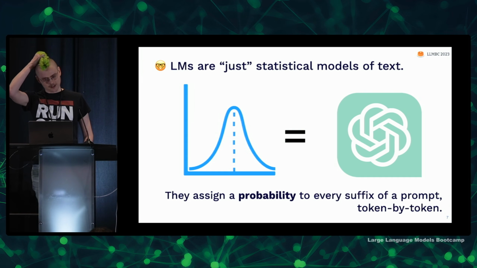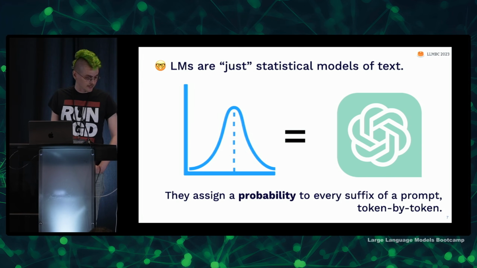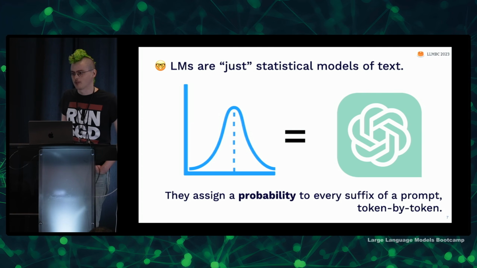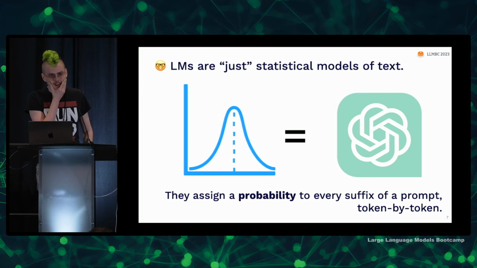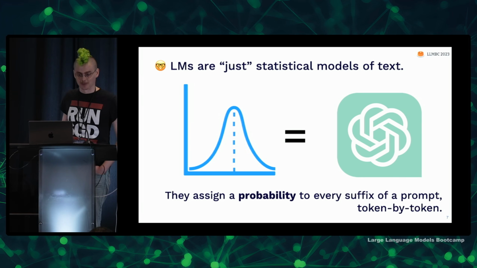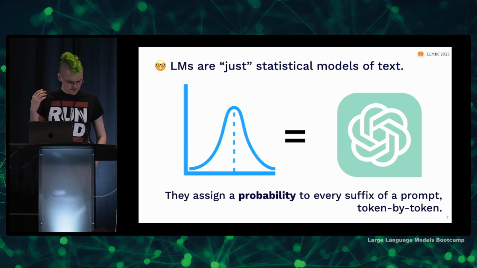Language models are just statistical models of text. In some sense, you can statistically model your data with a bell curve, and that's a statistical model of your data. A language model is a statistical model of data. It just happens to be a more complicated statistical model of more complicated data. So there's nothing really magic about that.